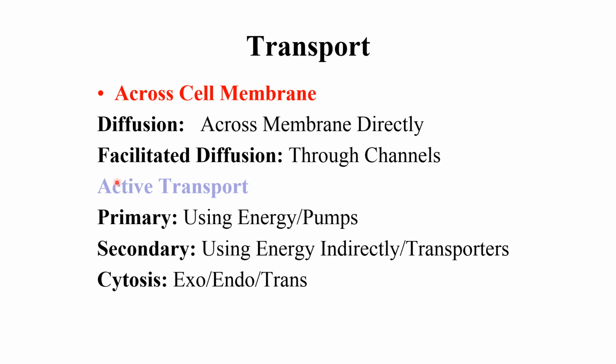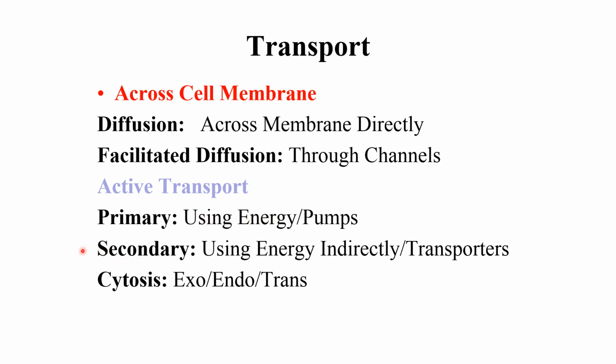And then there is active transport. Active transport could be primary or it could be secondary. The primary active transport is through pumps, because the pumps are using energy directly, so it is called as primary active transport. And it is active transport because it is by hydrolyzing ATPs.